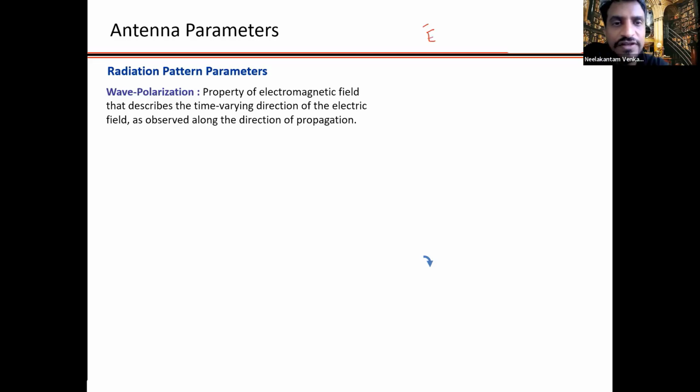Polarization is the direction of the E field. So based on the direction of the E field, you can classify two categories.